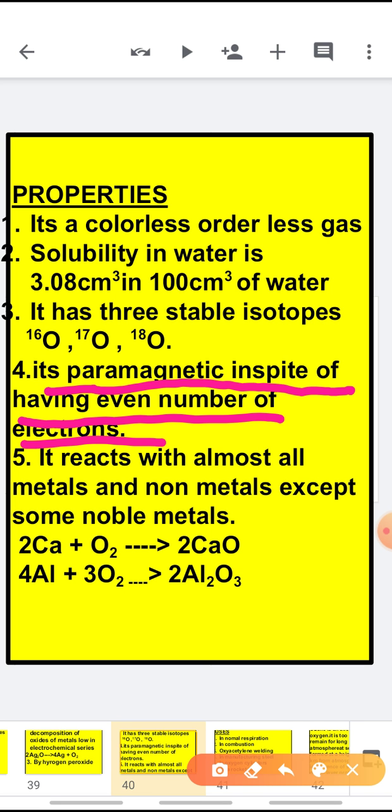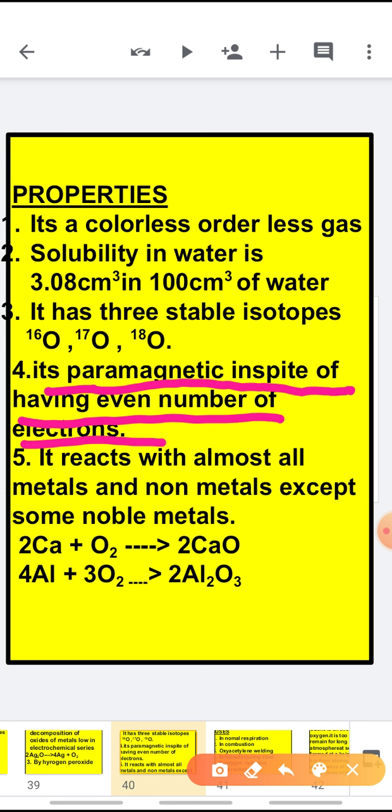Now, point number 5, the properties we are doing. The fifth property: it reacts with almost all the metals and non-metals except some noble metals, which, as you all know, are silver and gold. Except for silver and gold, it can react with almost everything, or you can say almost all metals. And the reaction with metals is given here: with calcium it results in the formation of calcium oxide, with aluminium it results in the formation of aluminium oxide.